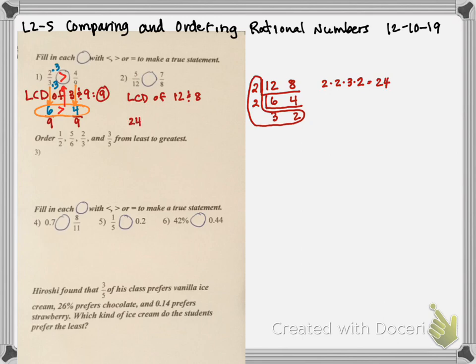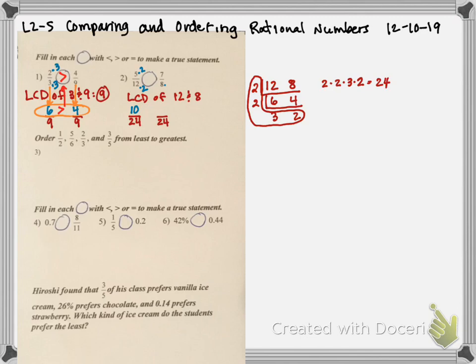I didn't need to do that. Fine, that's great. That's awesome. Do it. Okay? So what did I do to 12 to make it 24? Oh, I doubled it. So I'm going to double the 5, and that gives me 10/24ths.